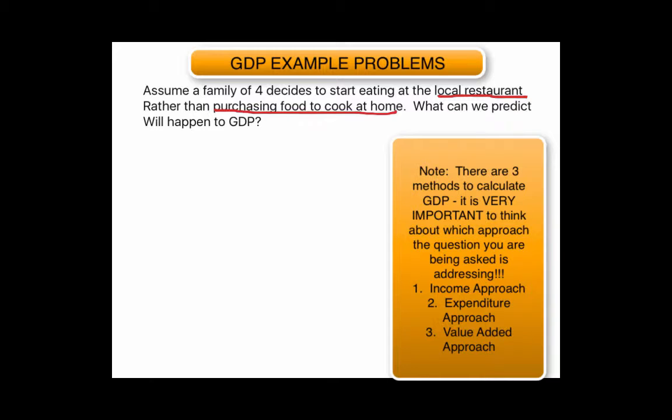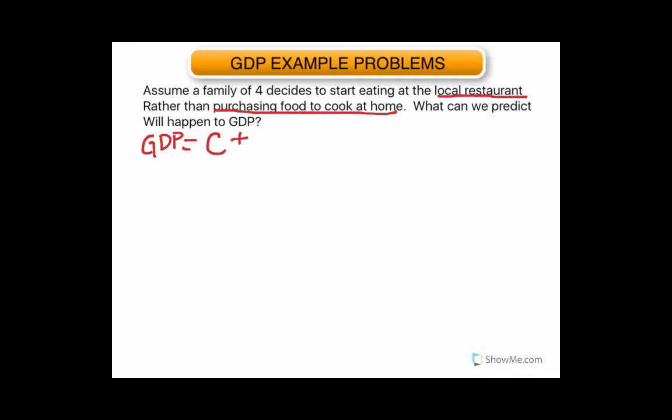So when I look at this problem, I'm thinking, oh, consumption. We're buying something. And so I would move to the expenditure approach. With this approach, we're going to use the equation for GDP, which is equal to our total consumption, C, plus our total investment, I, plus government spending, G, plus our net exports, which I'm just going to label as X. So X represents the net exports.